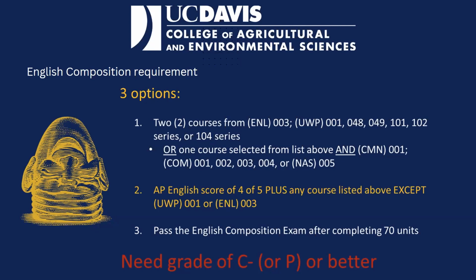It's also important that for those of you that have a 4 or a 5 on any AP English exam, you do not enroll in UWP 1 or English 3 here at UC Davis. There are certain classes that you can take and receive credit for after passing the AP exam, and certain classes that you cannot. And UWP 1 or English 3 are ones that you can't receive credit for if you've scored a 4 or a 5 on either AP English exam.